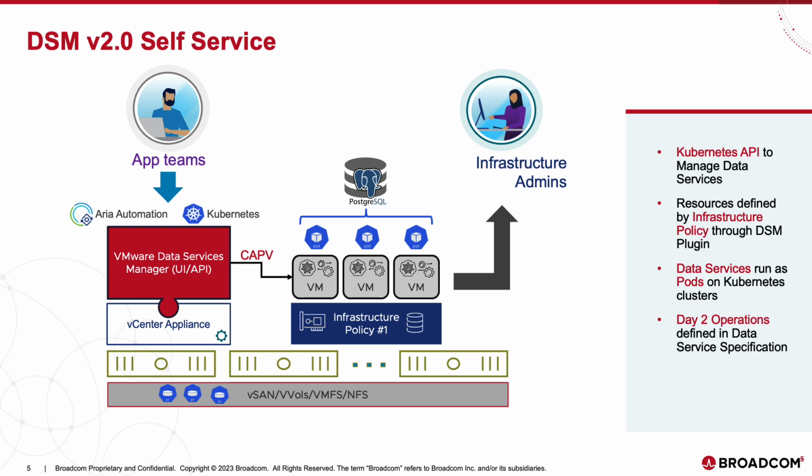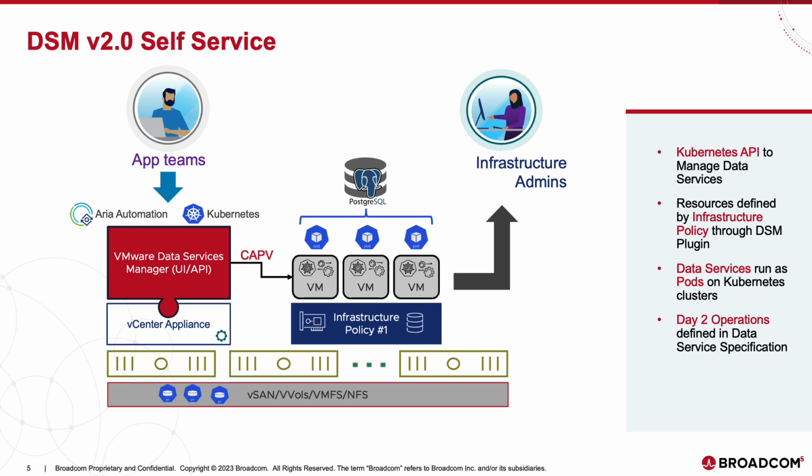DSM users then submit a specification that defines the data service they want to deploy through either the UI or the Kubernetes API. This specification includes things like what database to deploy, the number of replicas, the CPU and memory and storage for the VM, backup policy, and maintenance window for the database, as well as any advanced database configuration options they may want to add.